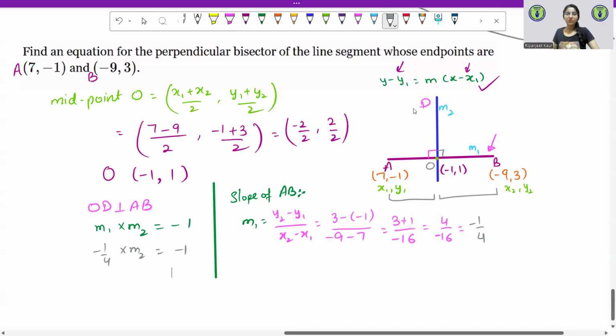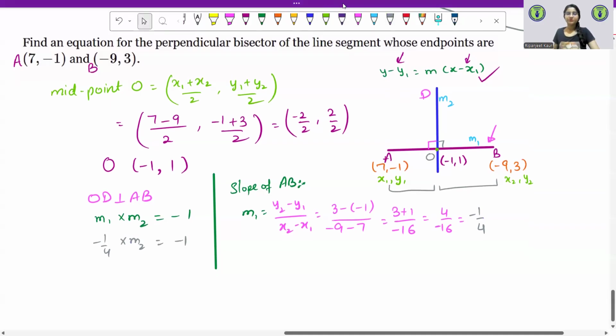How can we find out m2? Multiply by 4. Very good. Whatever we are doing to this side, we'll have to do to the other side. So we got negative m2 equal to negative 4. But we don't want negative m2, right? We just want m2, which is a slope. How can we do that?